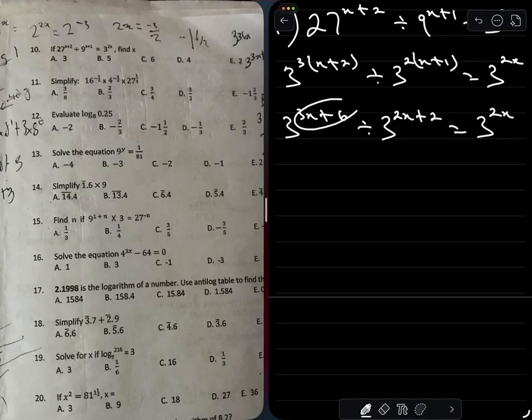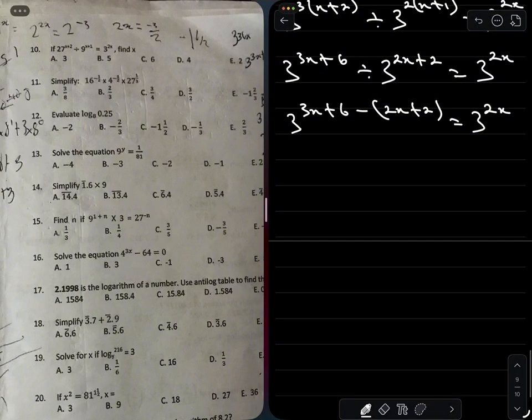Now, when you are dividing, what do you do to the powers? You subtract. So 3 raised to power 3x plus 6 minus, you must put it in bracket, 2x plus 2, equals 3 raised to power 2x. Do you understand? Yes, because this one has the same base. But before we do that, let's simplify this first so that you don't get confused. That's 3 raised to power 3x plus 6. Open the bracket here. What do you have when you open the bracket?